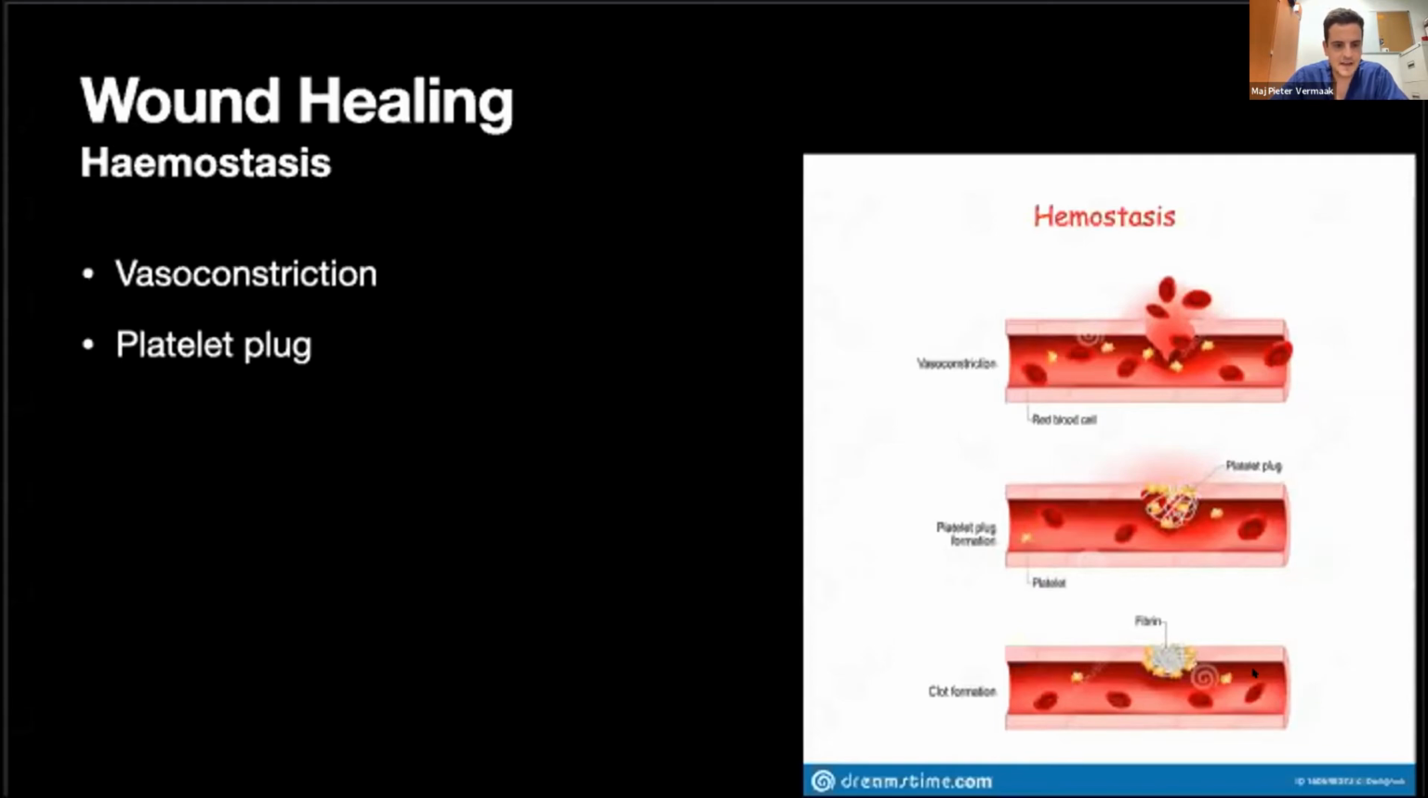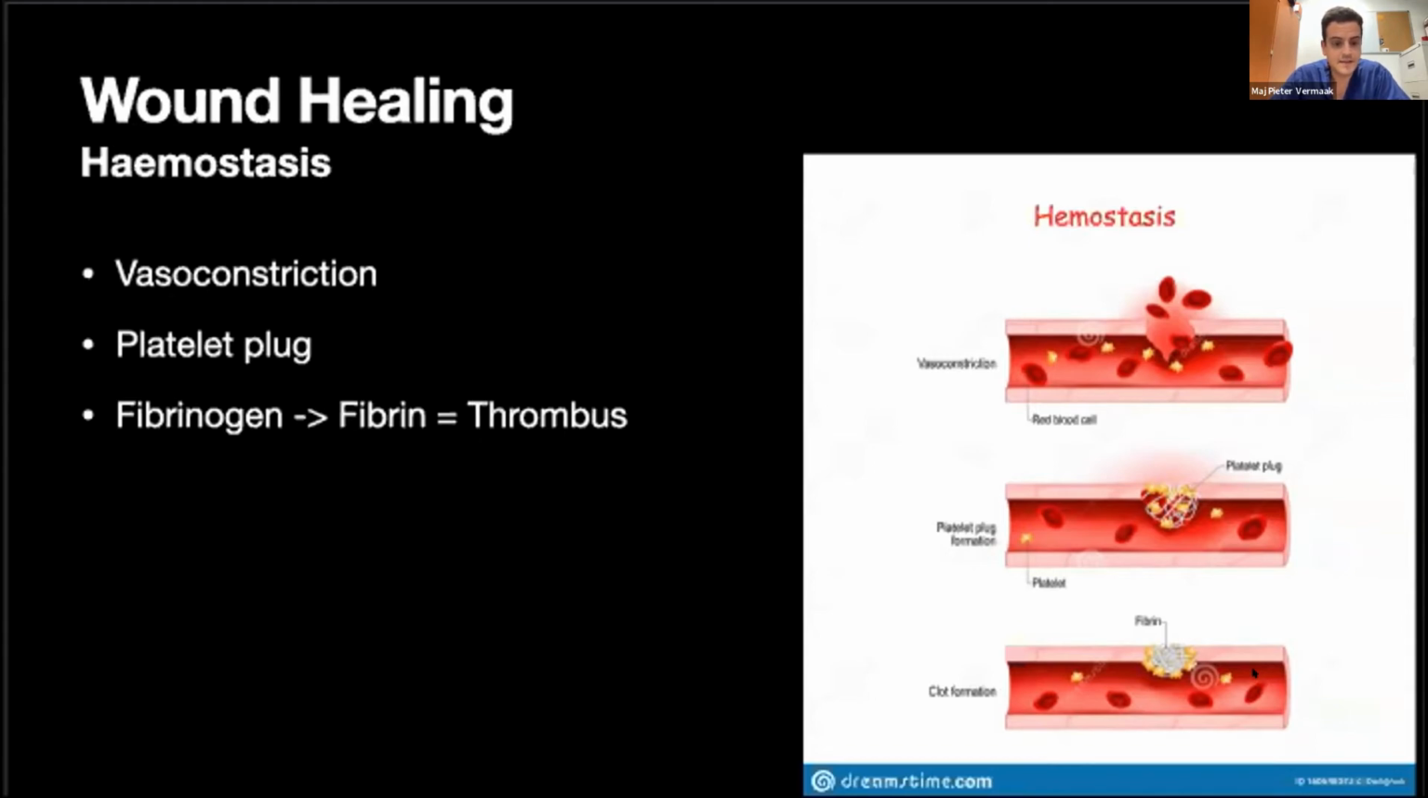As they make this plug, you get degranulation of the platelets, which activates more platelets and increases their stickiness, so that fibrinogen can bond to it. The fibrinogen then changes to fibrin, which then makes a thrombus or a clot. And clopidogrel, the drug, works at this level, so it stops degranulation of the platelets and changes the affinity of those platelets to the fibrinogen.